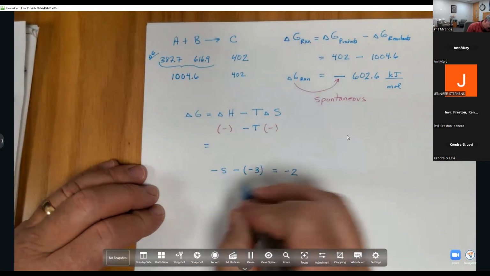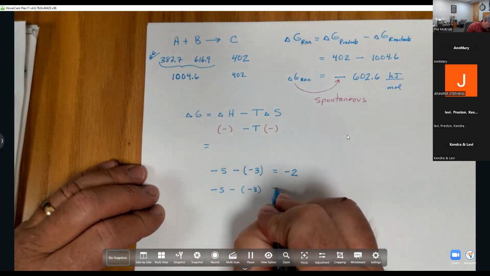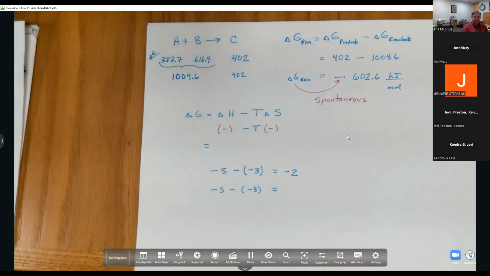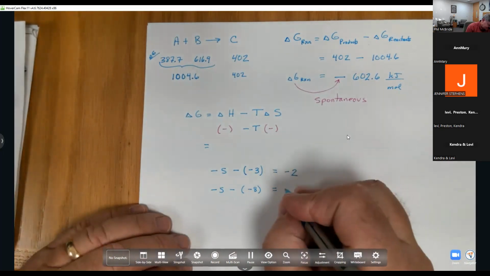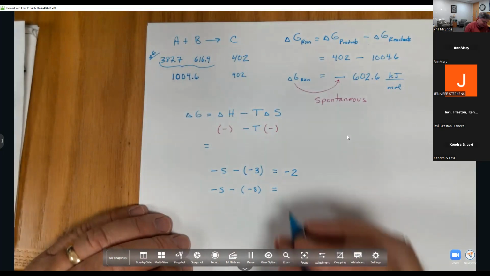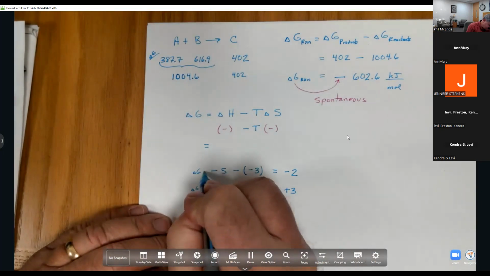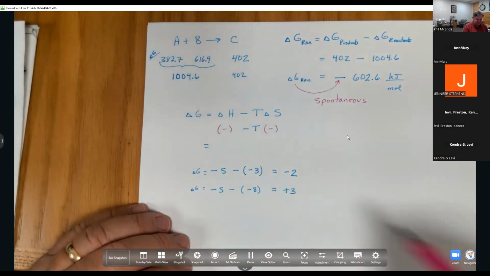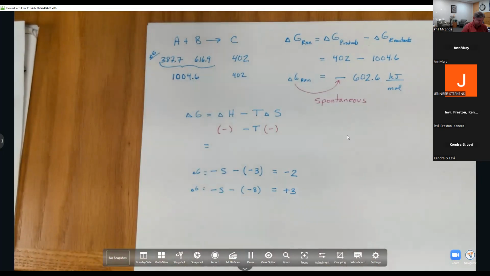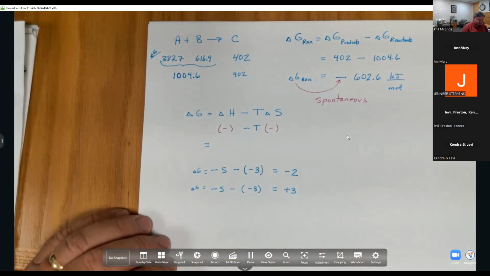There we go. Now let's try negative 5 minus negative 8. What's your answer going to be? Negative 3. Close. Would it be positive 3? Okay, which one is spontaneous of those two? The negative 2.